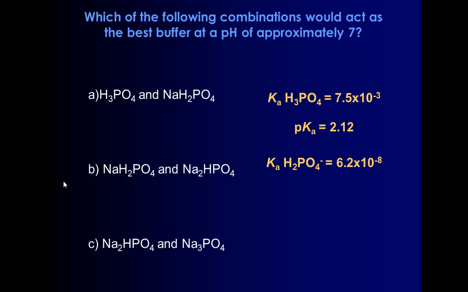If we look at the second example, we see the Ka is 6.2 times 10 to the negative 8th. The pKa of this one is 7.21. We would need a little more acid in this buffer to get the pH to 7, but we would still have roughly, I'm not going to say equal amounts, but we would definitely have amounts that are closer to a 50-50 split with this one than we would in the first example.